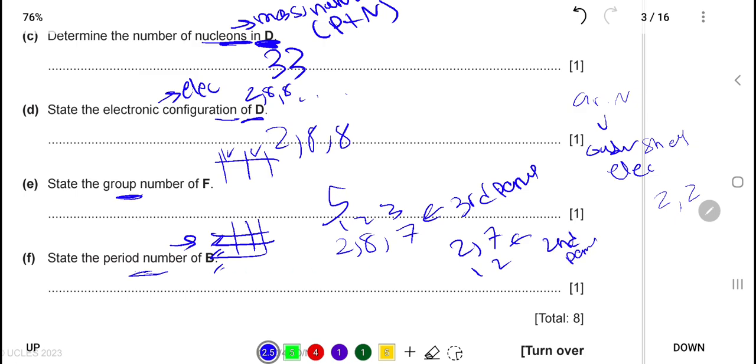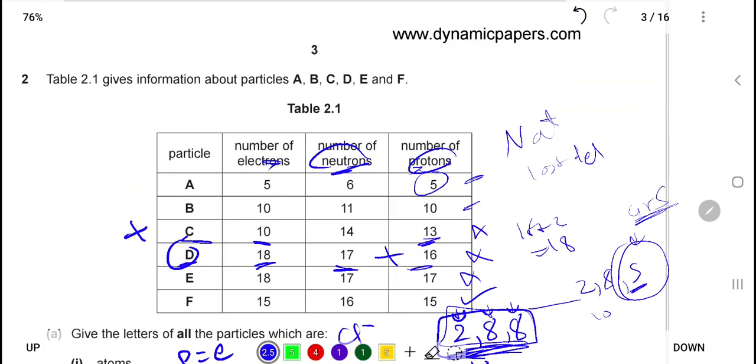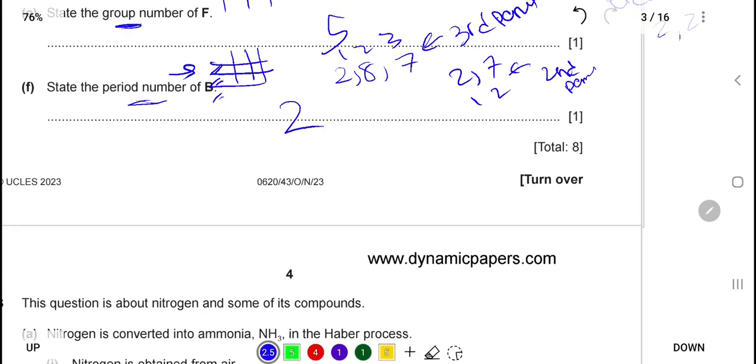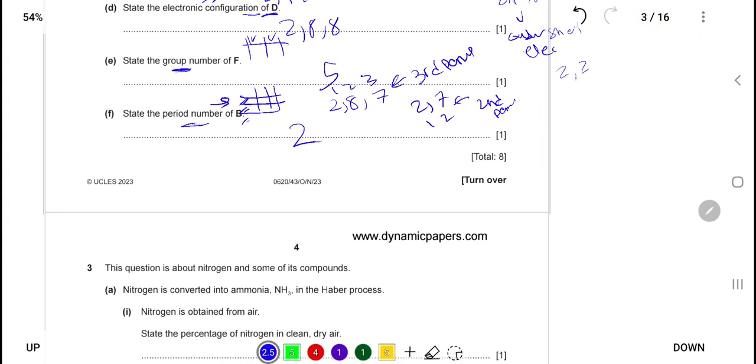Okay, so now going to the question, state the period number of B. So 10, it's 2, 8, so there are 2 shells, so it's in period 2.